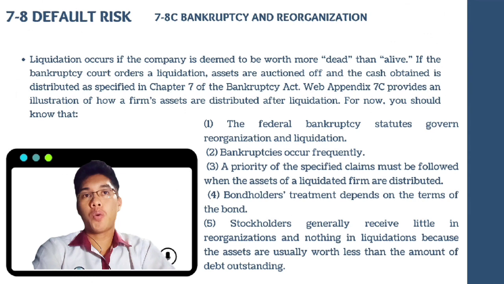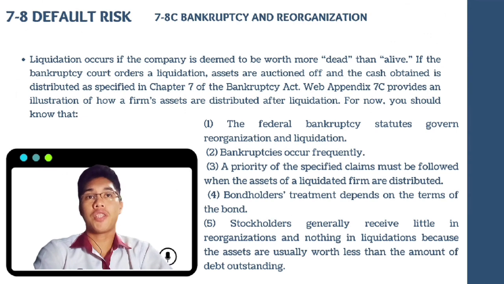If the bankruptcy court orders a liquidation, assets are auctioned off, and the cash obtained is distributed as specified in Chapter 7 of the Bankruptcy Act. Web Appendix 7C provides an illustration of how a firm's assets are distributed after liquidation.